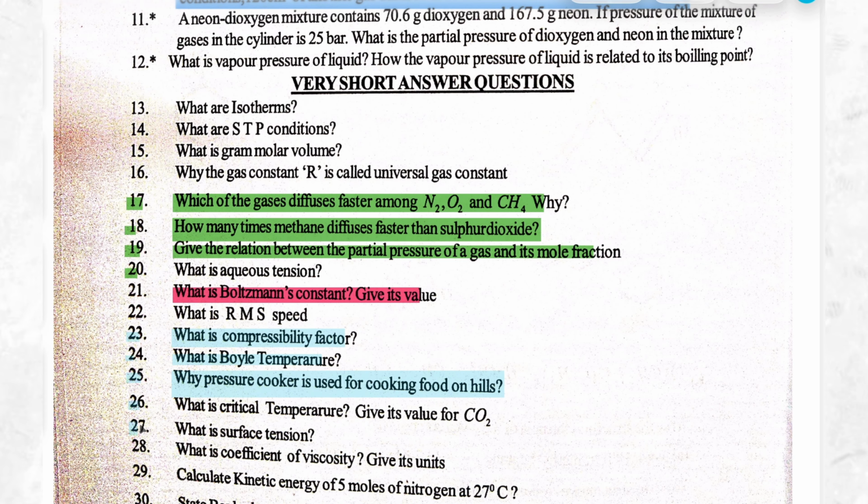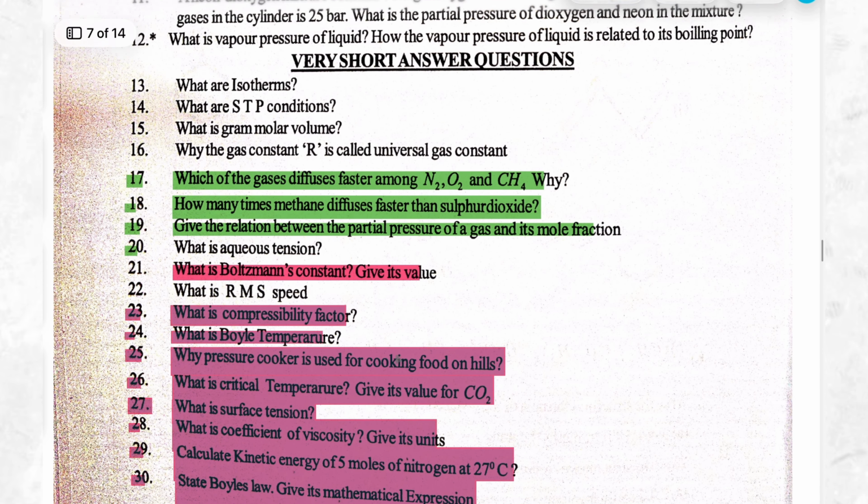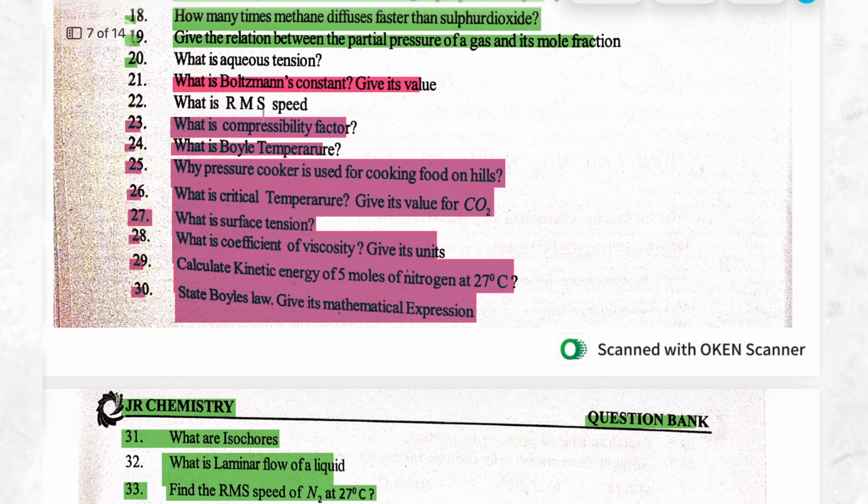23 onwards. See, so many times these questions are asked in VSQs. Take a screenshot. What is compressibility factor and Boyle's temperature? And why is the pressure cooker used in hills? Okay, why are we using a pressure cooker in hills? And critical temperature, surface tension, and viscosity.